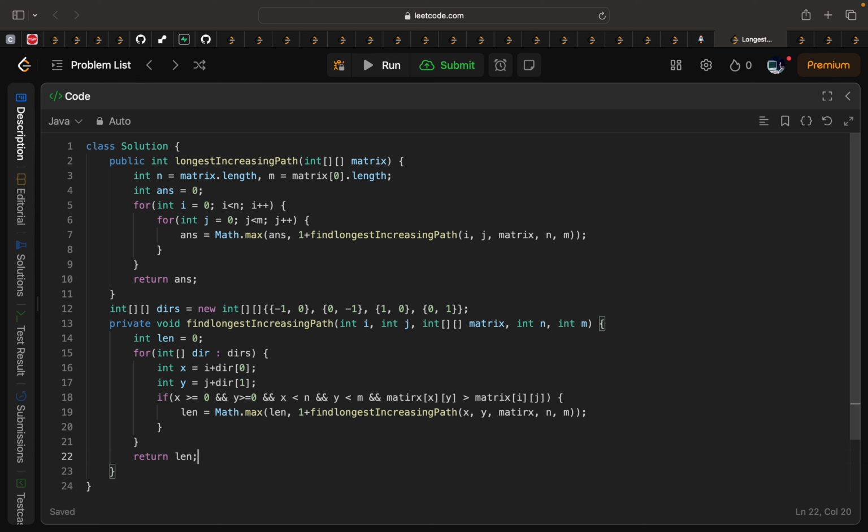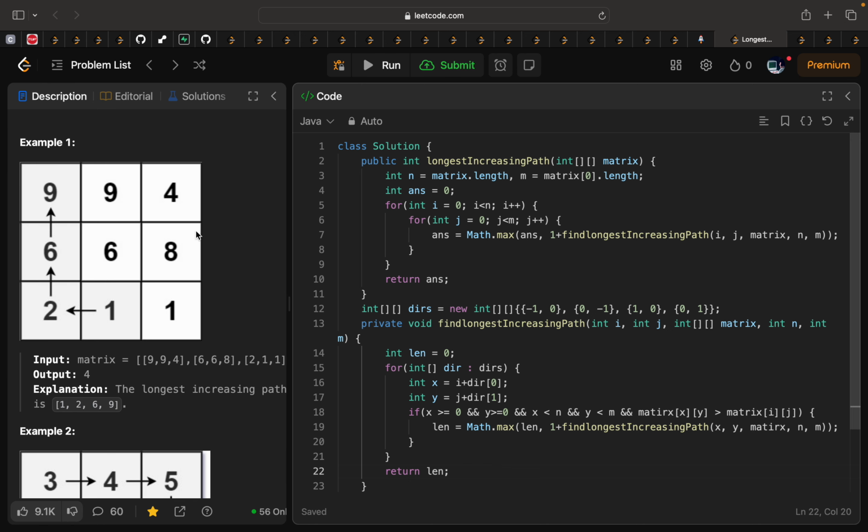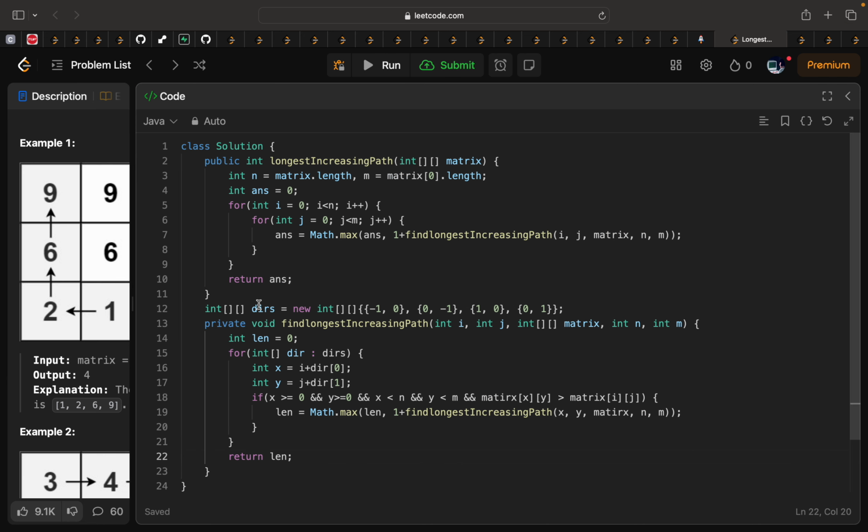Okay, so I think we don't need a visited vector, because we will be only moving to the cells which are greater in value. We will not reiterate a cell again in the path, because that cell will be having the smaller value as compared to the current cell in which we are standing. So we can't retrace any cell, so that's why we don't need a visited array.